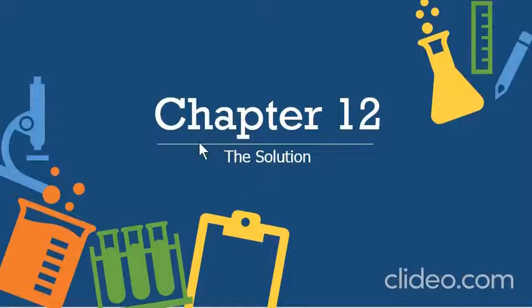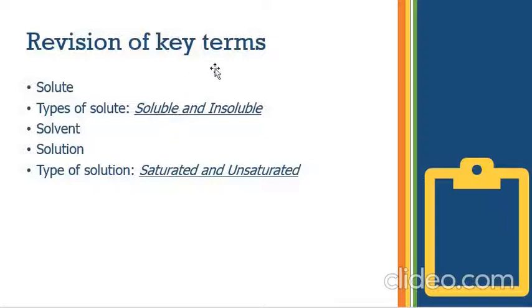Now we are going to start chapter 12, the solution. I'm sure that you have learned solution also in grade 5. Let's start revising the key terms that you have learned in grade 5 science. The key terms related to the topic solutions are solute, types of solute, solvent, solution, and types of solution. If you think a little harder, I'm sure you are going to recall all these terms from grade 5 science.